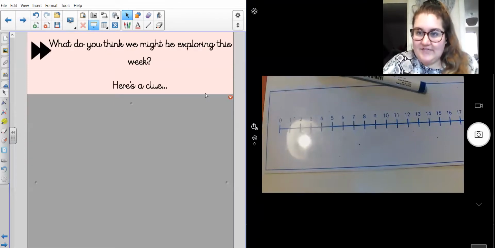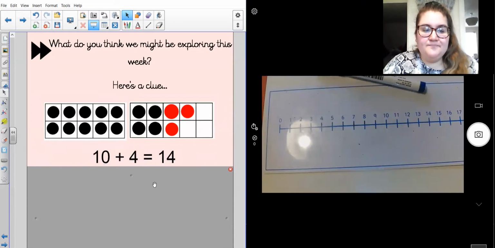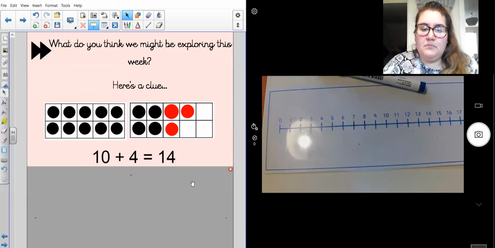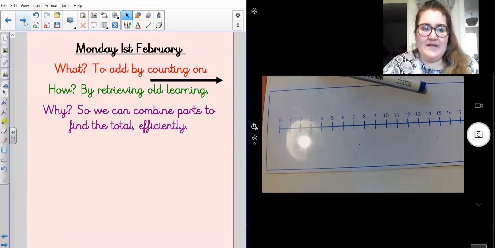So let's do a bit of a fast forward. Let's go forwards this time. What do you think we might explore this week? Let me show you. What do you think? So this person might have already had these black spots and somebody has given them some more. What do you think? We are going to be doing some addition within 20, okay? And we're going to be adding the ones separately towards the end of the week, okay? So we're going to be adding within 20.